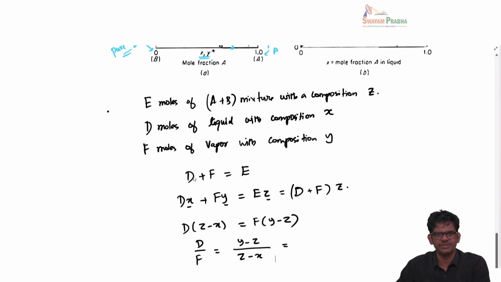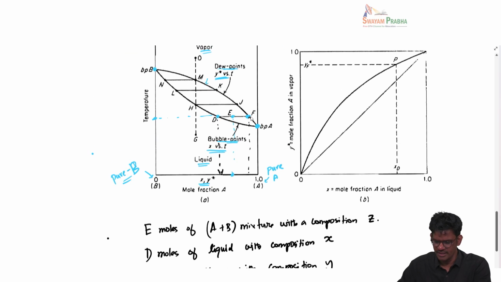So, I have two equations here. I am trying to replace this E with respect to D plus F. Then I can write the ratio of D by F. So, what is the ratio of D by F? It says the number of moles of liquid over number of moles of the vapor, that ratio. Mole ratios of the liquid and the vapor should be equal to Y minus Z by Z minus X. So, what is Y minus Z? Here, Y minus Z is nothing but the length of the line between F and E.